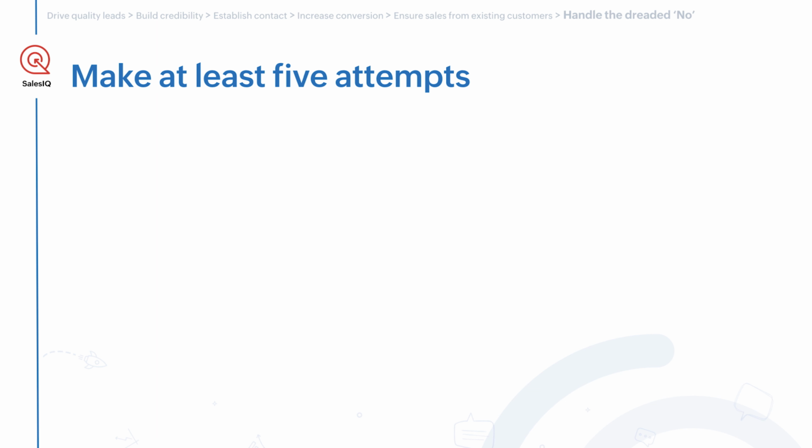Now, we all know that you don't get a sales deal in the first interaction with a prospect. 80% of sales deals require at least 5 interactions. So keep that as a standard and make at least 5 attempts before moving on if they are a good fit.